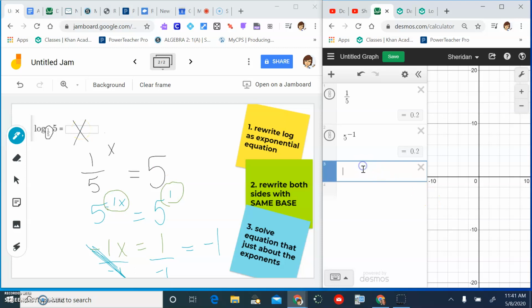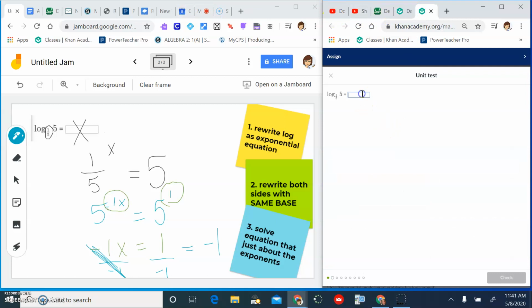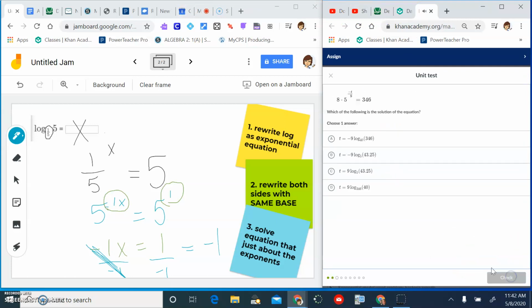Okay, and let's double check it just to make sure. In fact, if we do 1 over 5 to the power of negative 1, do we in fact get, whoa, craziness. Do we in fact get 5 to the power of negative 1? Well, yes, we do. All right, and let's go back and tell Khan Academy that's the answer. Negative 1. Ta-da!